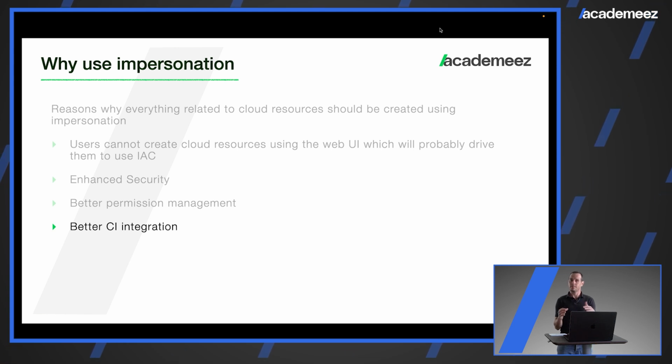So now everything is organized. You can split the CI into different service accounts, have them impersonate whichever resource they need to create, and keep things as minimal and organized as possible. So it's much easier to integrate your CI when it's a service account that needs to impersonate other service accounts.